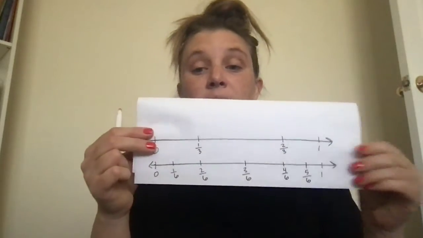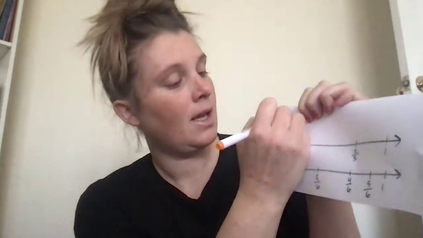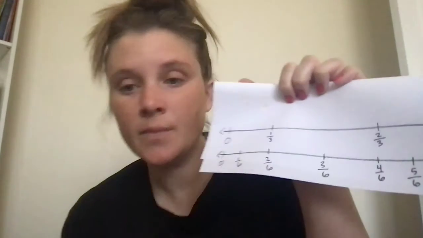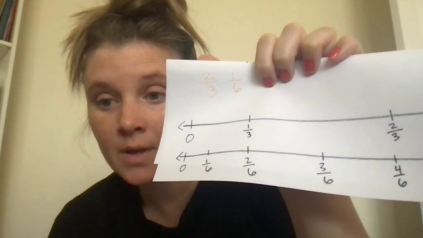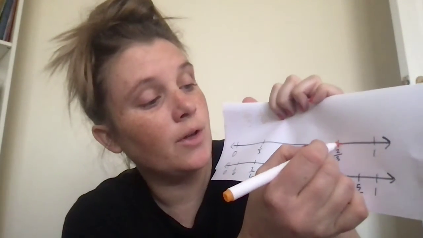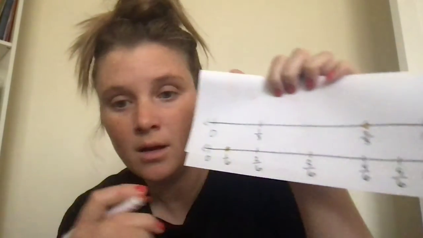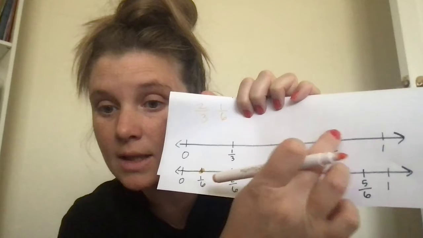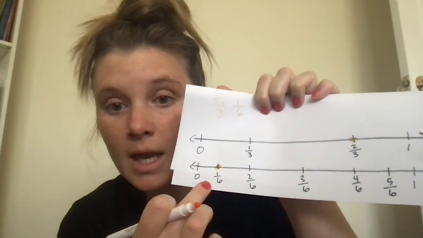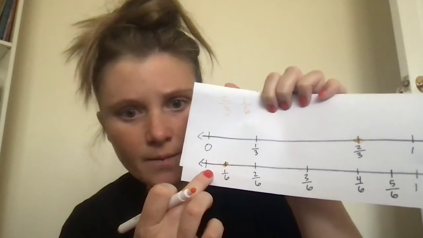Okay, let's mark. We're going to look at 2/3 and 1/6. Let's look at that first. 2/3 and 1/6. So let's mark them. Are those equivalent? Are those on the same spot on the number line? No, those are not the same spot on the number line. They are not equivalent.